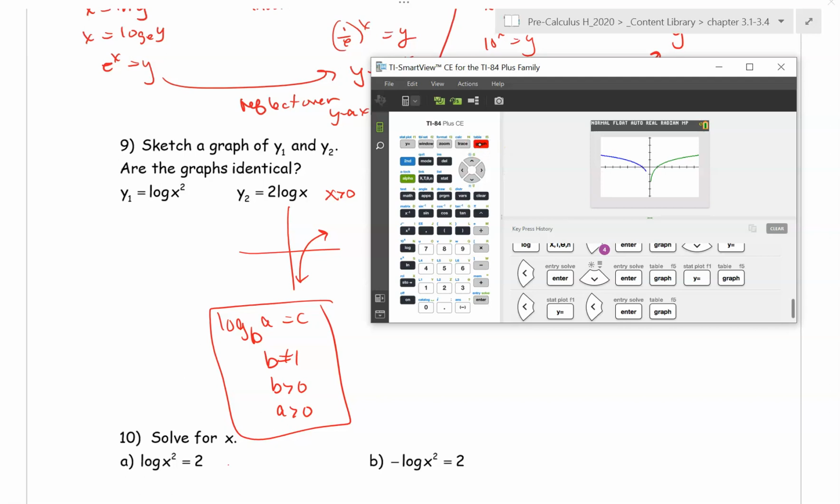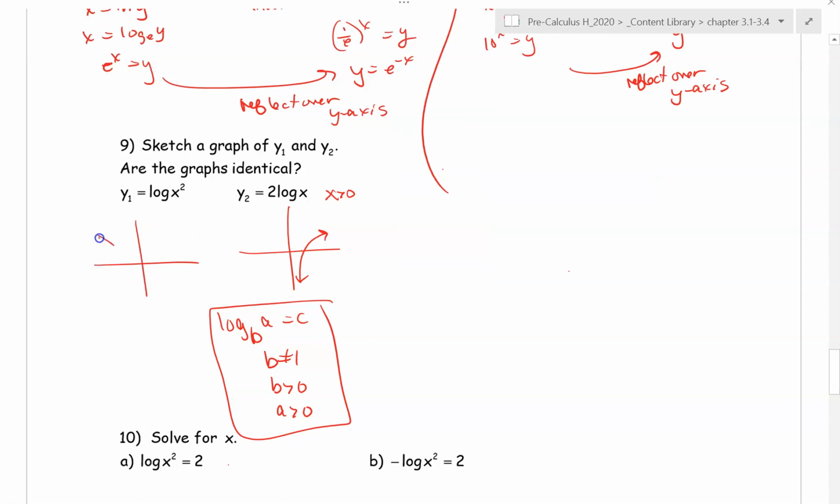So if you take a look, there's y1. Notice that y1 looks different than y2. And if you compare their domains, notice for y1, if you had a negative value for x, and you squared it, now it would be positive. So the domain for y1 is x can't be 0, and the domain for y2 is x has to be greater than 0. So that's why the graphs are not identical. So yes, you could use the power rule, but the original function would dictate the domain of the function, and y1 and y2 have different domains.